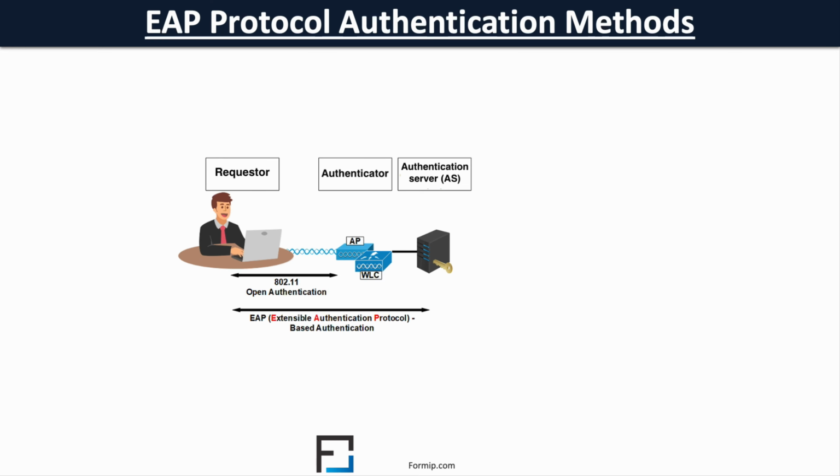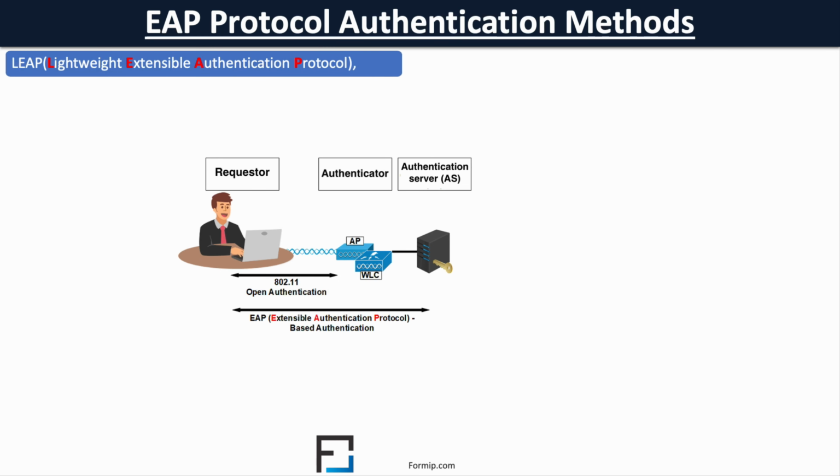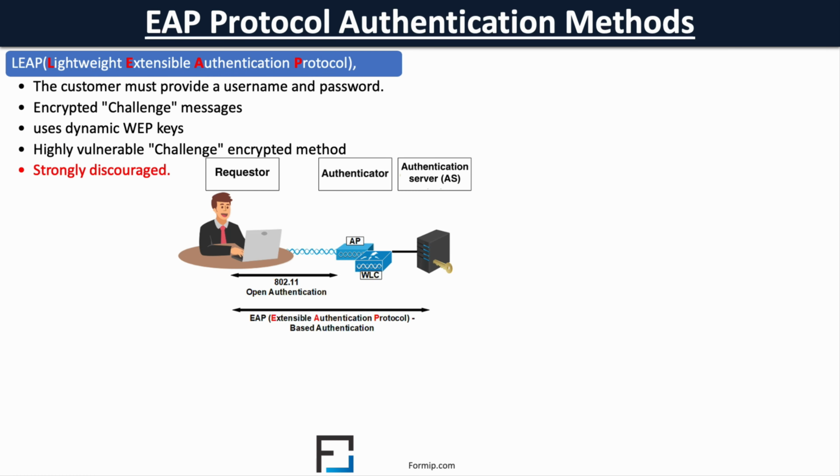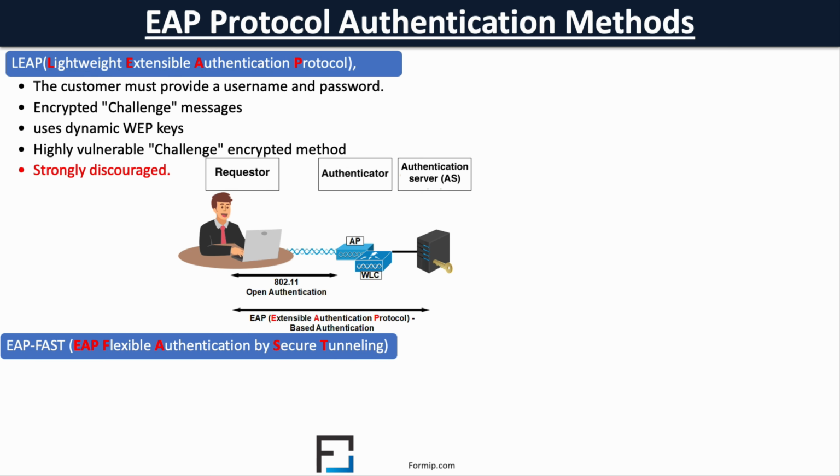In an attempt to address the weaknesses of WEP, Cisco developed a wireless authentication method known by the initials LEAP, Lightweight EAP. To authenticate, the client must provide a username and password. Between the authentication server and the client, encrypted challenge messages are exchanged. These are encrypted sentences sent to validate mutual authentication. As long as these test messages can be successfully decrypted, the client and access point will remain authenticated.